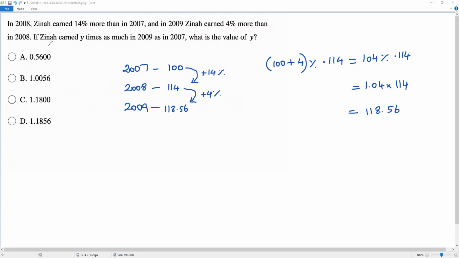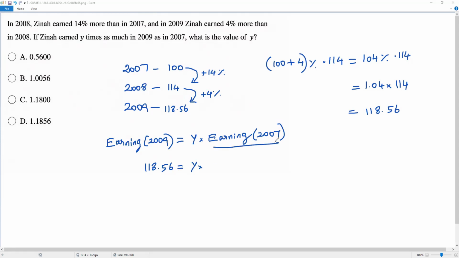Now let's consider the last piece of information. That is, Zina earned y times as much in 2009 as in 2007. That is, earning of 2009 is equal to y times the earning in 2007. Let me write it. Earning in the year 2007. Already we know that the earning of 2009 is 118.56, which equals y times the earning of 2007. We have assumed 100. Let me write it.